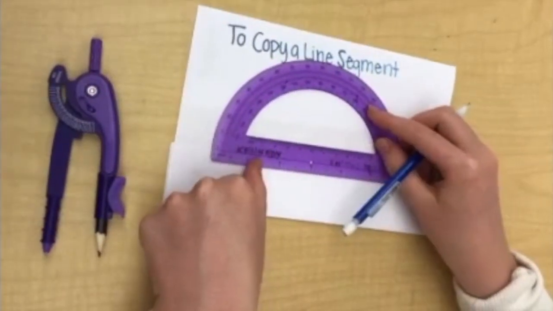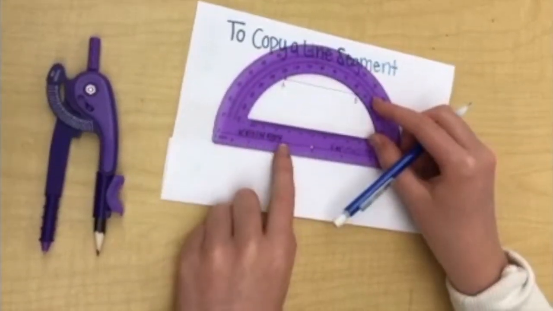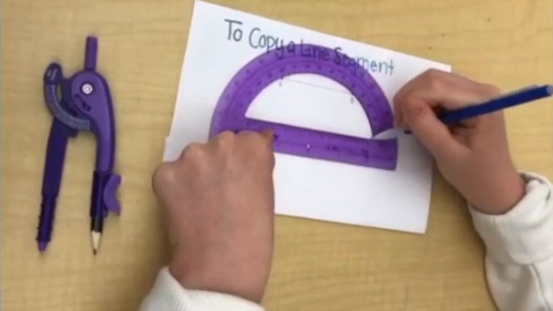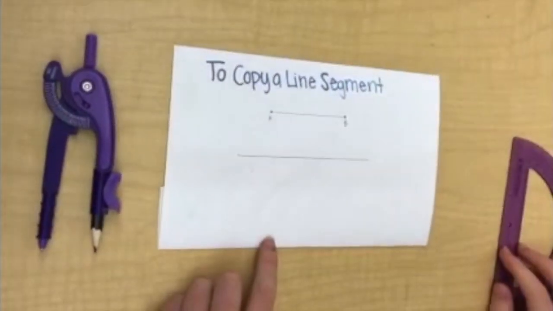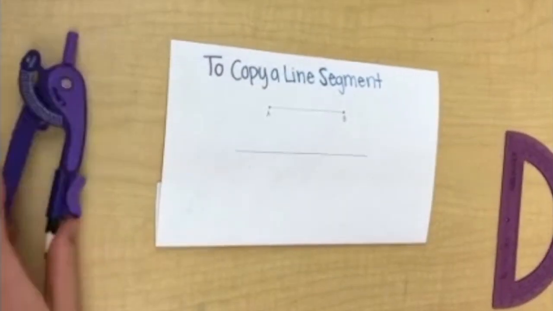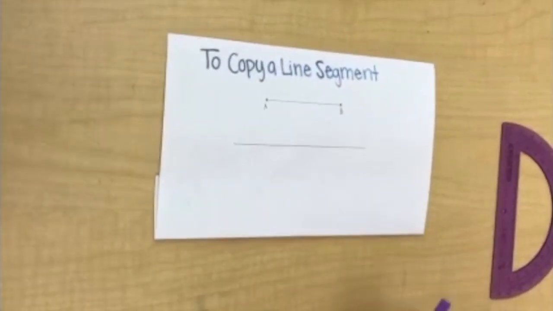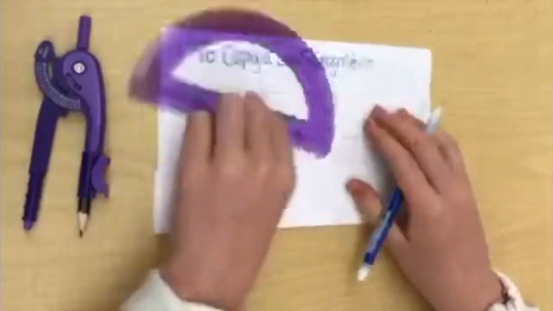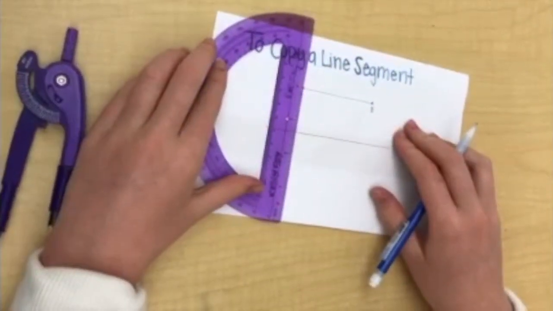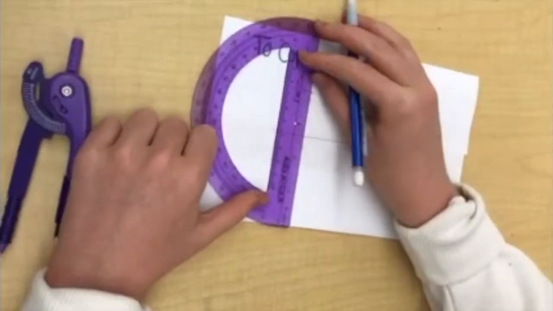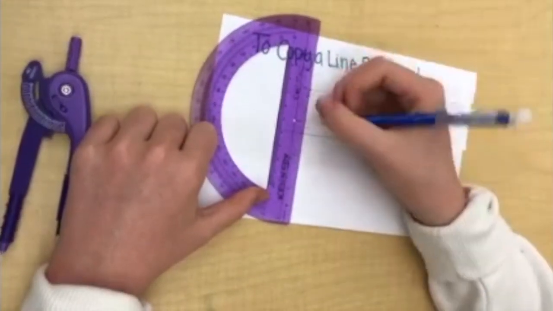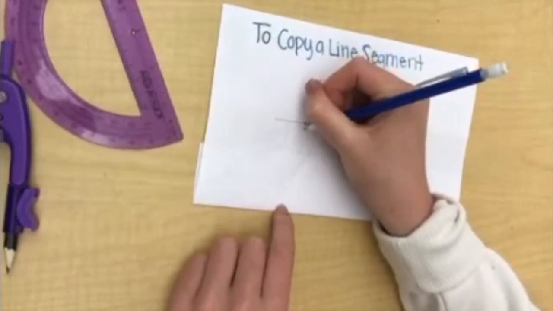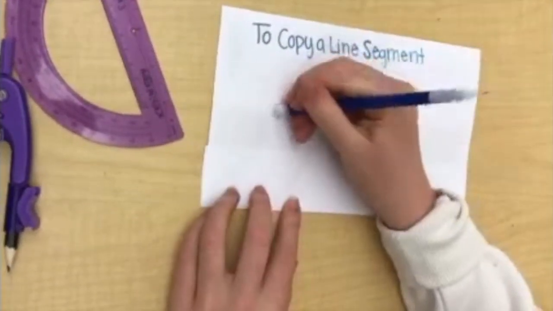Next, place your straight edge below this line and create another longer line beneath it. After you've created this line, take your straight edge and align it with point A. Create a point beneath it that corresponds with the point above. I labeled mine point C.